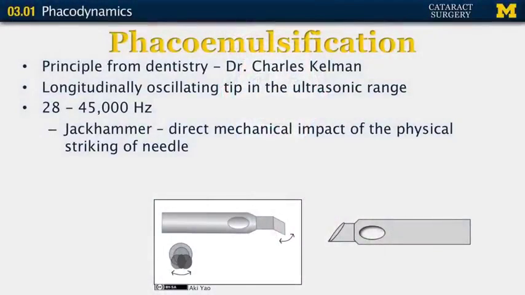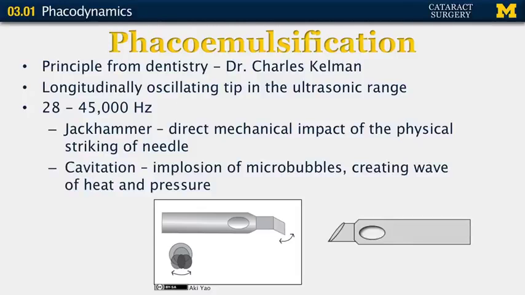Now, the actual mechanism of phacoemulsification is not entirely clear, and there are two possible mechanisms by which it works. One is the jackhammer effect, which is the direct mechanical impact of the needle physically striking the fragment that's trying to be removed. The other effect is called cavitation. The needle is moving at such a high frequency that it pulls dissolved gases out of solution, and then the frequency moving in the opposite direction compresses and causes implosion of those microbubbles, which creates a wave of heat and pressure that radiates from the bevel of the phacoemulsification tip. These two likely act in combination in phacoemulsification.